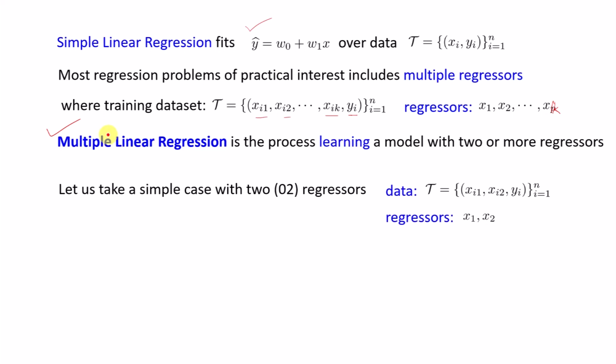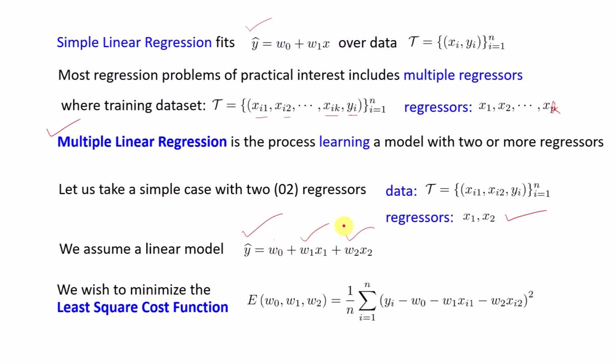Now we'll develop this multiple linear regression model, which will learn with two or more regressors. So let us start with a case of 2. That would be the easiest extension of simple linear regression. In this case, our dataset will have xi1, xi2, yi, i goes from 1 to n, and our regressors are x1 and x2. Now we assume a linear model, just like the previous one. So our model is that y hat, that is the estimation of y, is equal to w0, that is our bias, and we have two weights now, one for x1, one for x2. So I have w1 x1 and w2 x2.